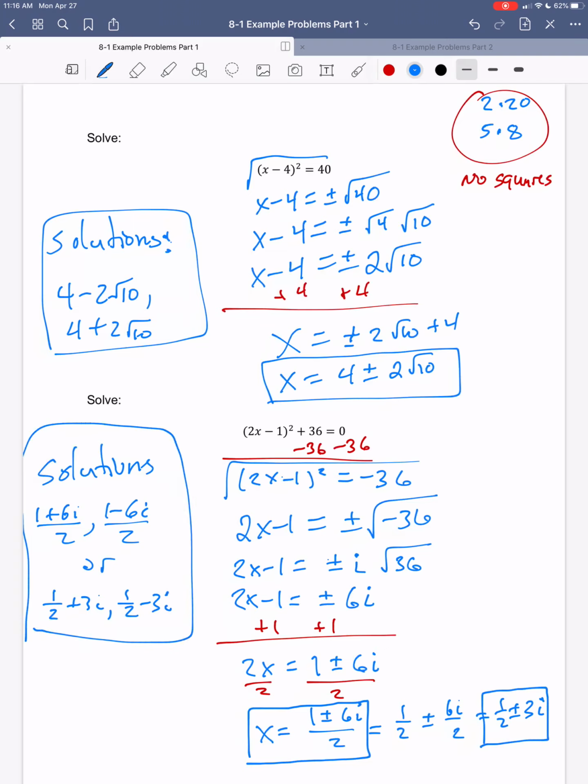So those are some examples of using the square root property to solve quadratic equations. The square root property only works well when you have problems that are sort of set up for it, like these 4 examples.